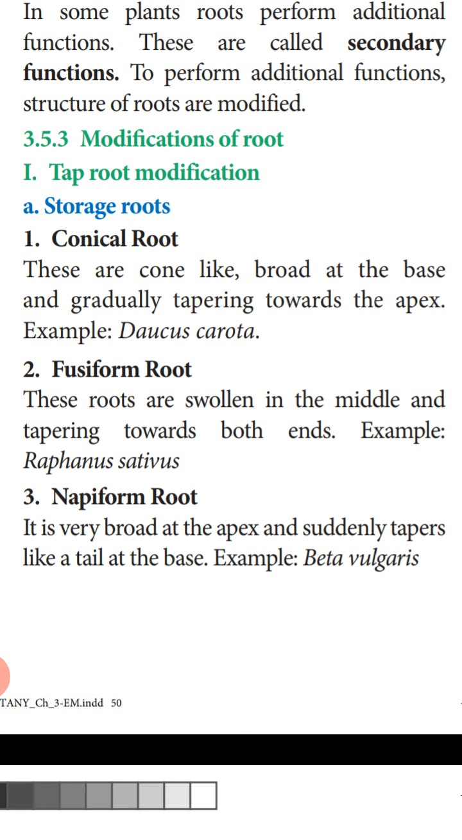The third type is the napiform root. It is very broad at the apex and suddenly tapers like a tail at the base. You can remember in the conical root we studied gradual narrowing. Slowly the narrowing of the root is taking place. Whereas in the napiform, suddenly the root is narrowing in the form of a tail. Then it is called a napiform. An example is Beta vulgaris.